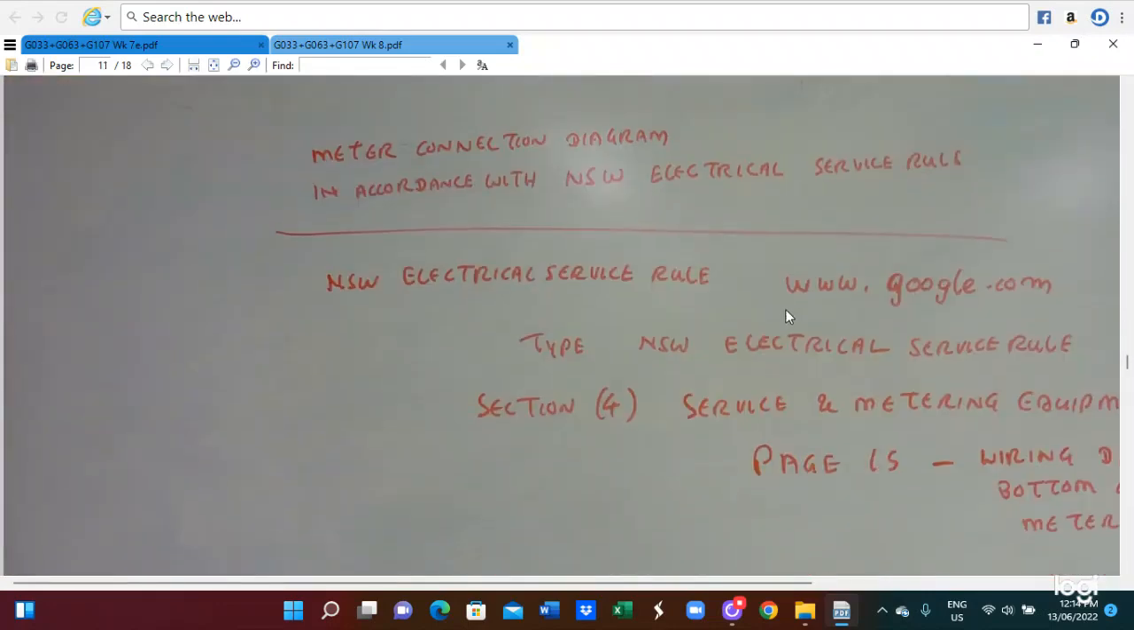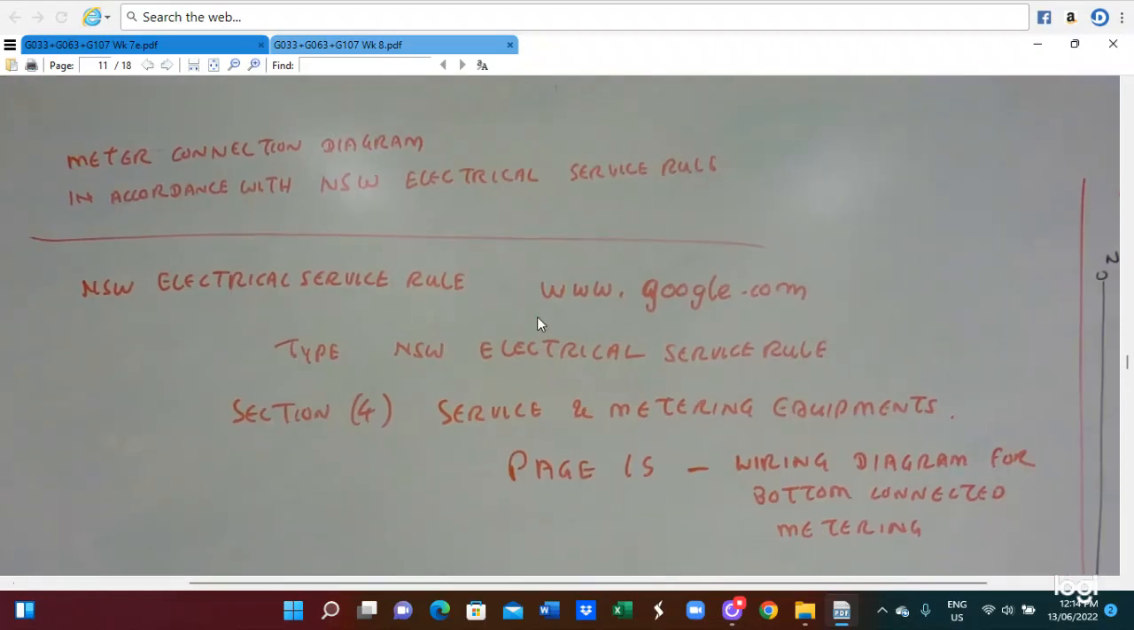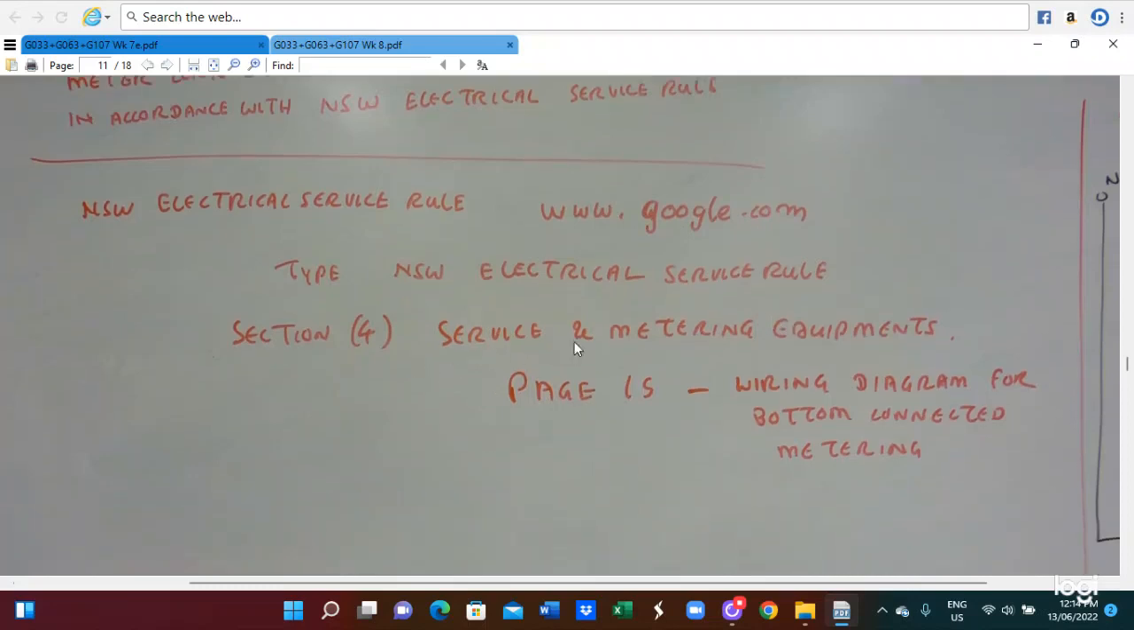Then we also have the meter connections. Meter connections are diagrammed in accordance with the New South Wales Electrical Service Rules. When you are using a meter, we need to follow these rules. You can find the New South Wales Electrical Service Rules by typing electrical service rules into Google, and then you can see Section 4, circuit metering equipment. Section 4, page 15 is the wiring diagram for the bottom connected metering.